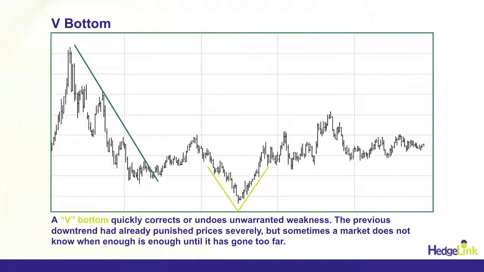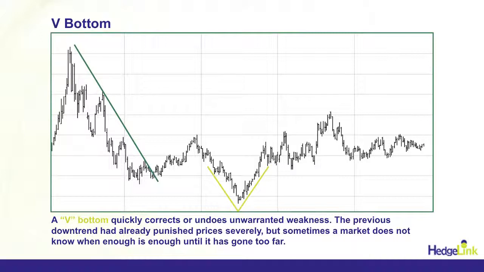Now, V bottoms, like the fast V tops or spike tops, quickly correct unwarranted weakness. The previous downtrend had already punished prices severely, but sometimes a market does not know when enough is enough until it has gone too far. As we said, what's new to you may already be old hat to the market.